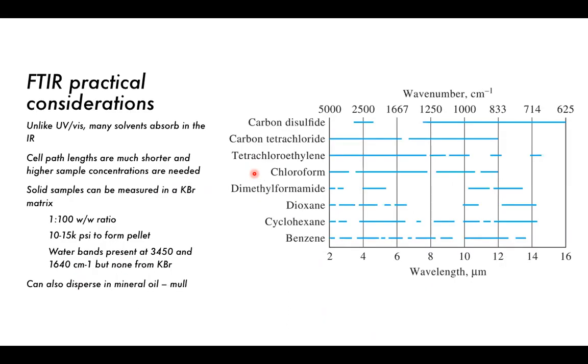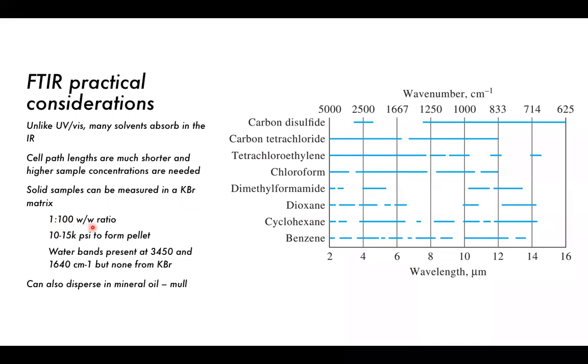So, FTIR practical considerations. Unlike UV-vis, many solvents absorb in the IR. So the cell path lengths are much shorter and higher sample concentrations are needed. Solid samples can be measured in a KBr matrix. What we're doing is dissolving some of our solid into KBr and then making a pellet, which is then measured in our FTIR spectrometer. So instead of using a KBr window and sandwiching our material between that, we're basically mixing it with KBr. Now KBr does have a peak, but it's usually pretty different from our sample, and it comes from the absorbed water on the KBr.